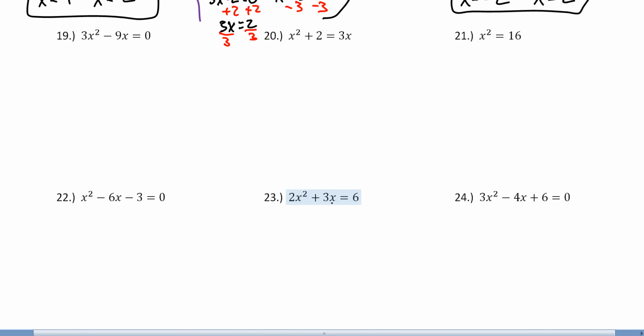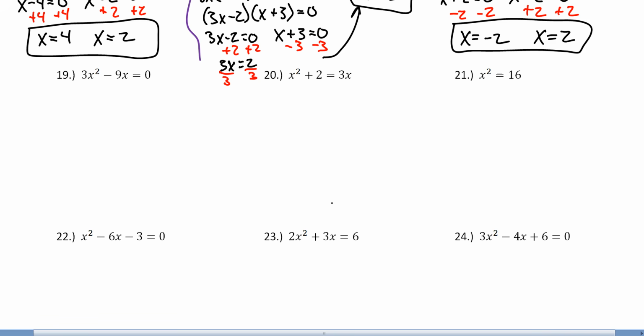The next one, it's already set equal to 0. I just have to factor this thing. This one's a greatest common factor situation. I factor out a 3x. And these are the ones we tend to overlook. We get so used to the ones where we have to build a bridge. When you have two terms, you should always look for special cases. You should always look for greatest common factor.